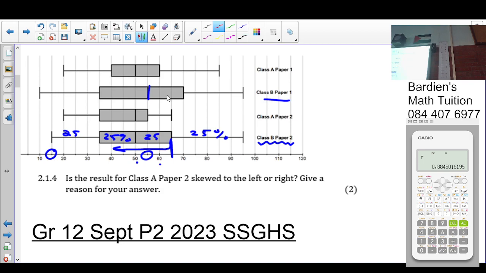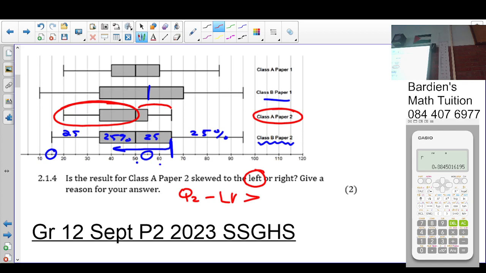Question 2.1, we are told, is the result for class A, paper 2, skewed to the left or right? As you can see here, that gap is larger than that gap on that side, not so. So this is skewed to the left, also known as negatively skewed. Why? Because the difference between the median and the lowest value is larger than the highest value minus 4,000. Okay.